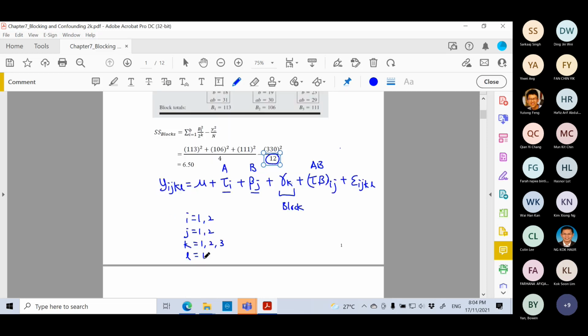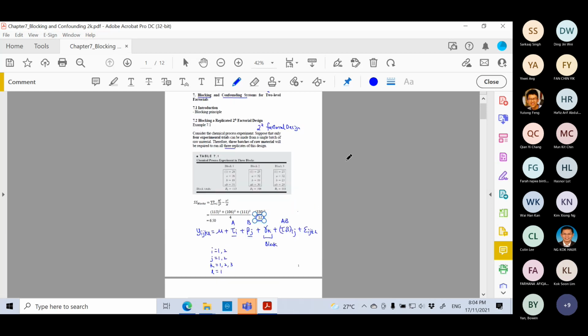And then in this one, the L is only 1. You have 2 times 2, 2 times 3, you get the 12 of them. So the L is only 1, which means that for each cell there is only 1 observation. So I need to clarify here: it's not 1, 2, 3, only 1.